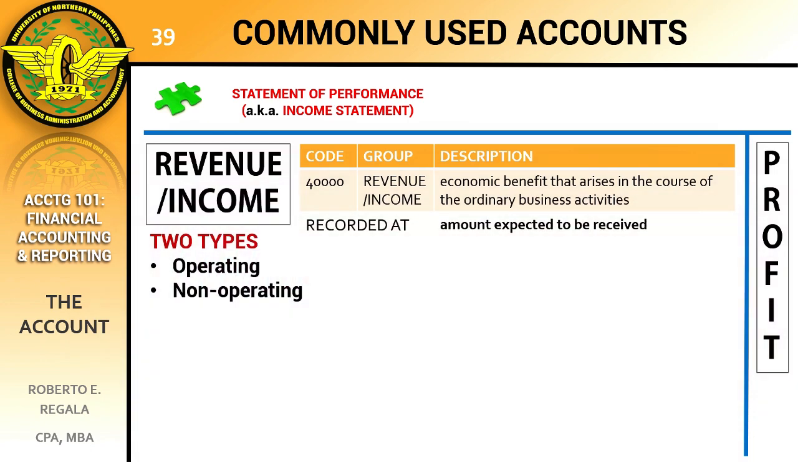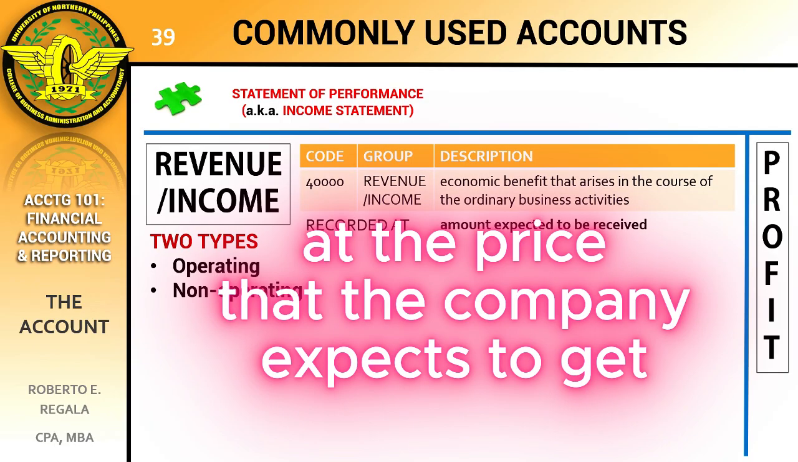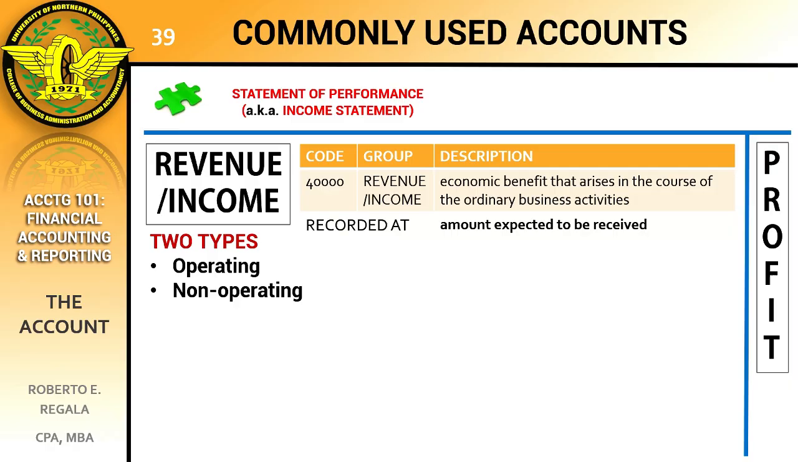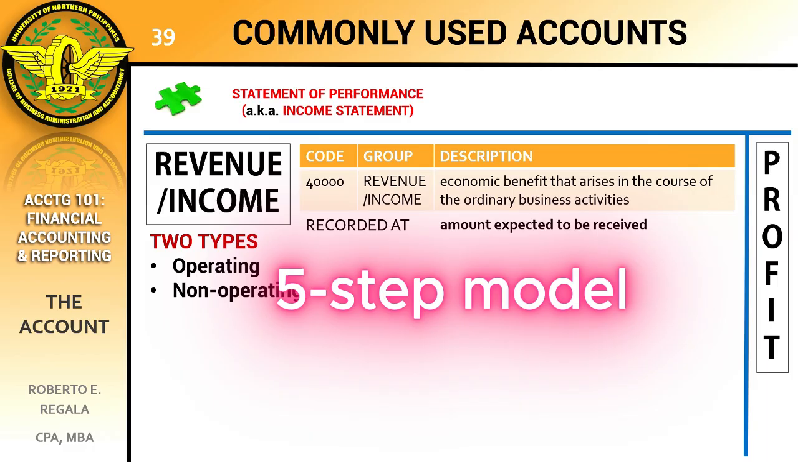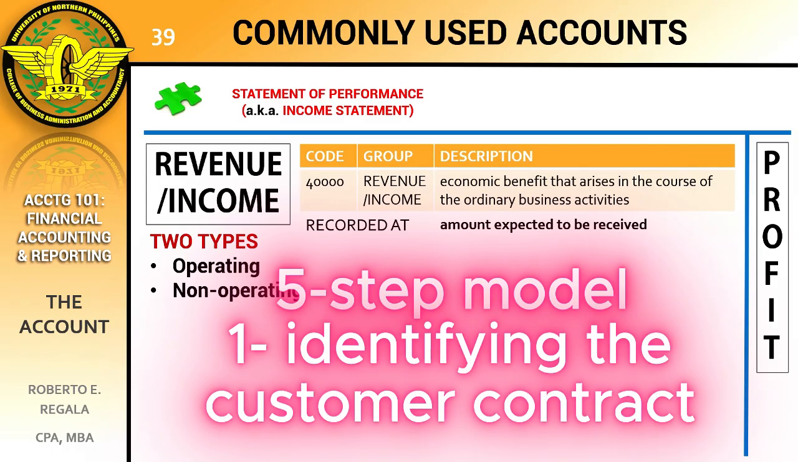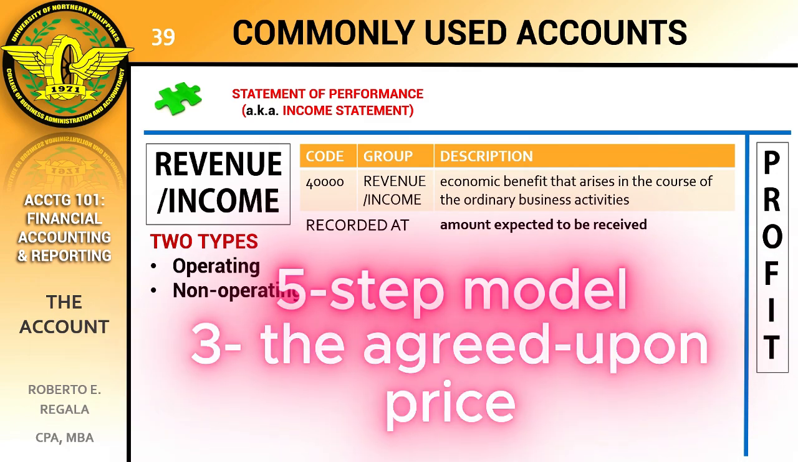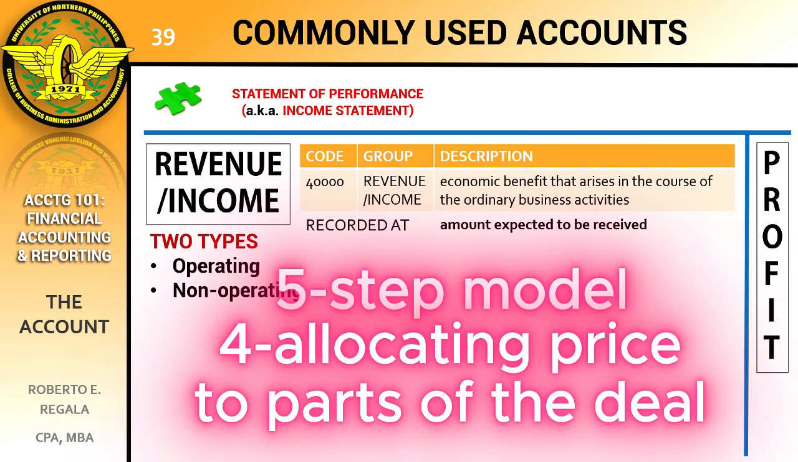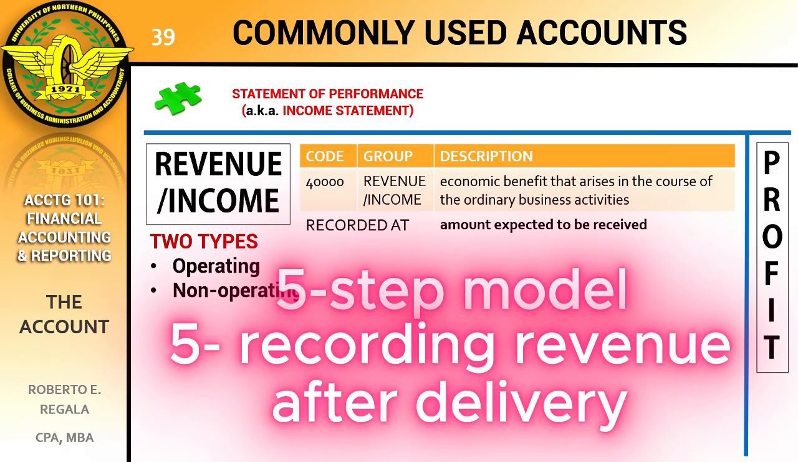Also, revenue is measured and recorded at what it's really worth after taking into account any discounts or returns. What it's worth usually means the price that the company expects to get. How much revenue you make depends on the type of business, the industry, and how things are done in that specific company. When it comes to actually recording revenue, it follows a set of steps called the 5-step model. These steps include identifying the customer contract, what you promised to deliver, the agreed-upon price, allocating that price to different parts of the deal, and finally, recording the revenue after the delivery is completed.